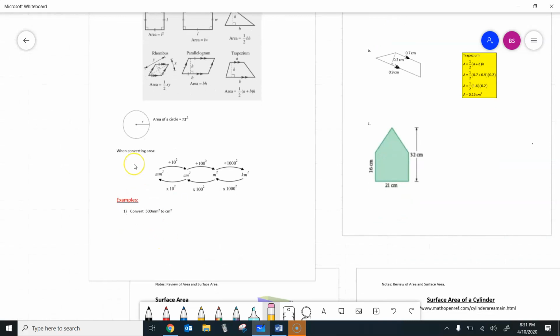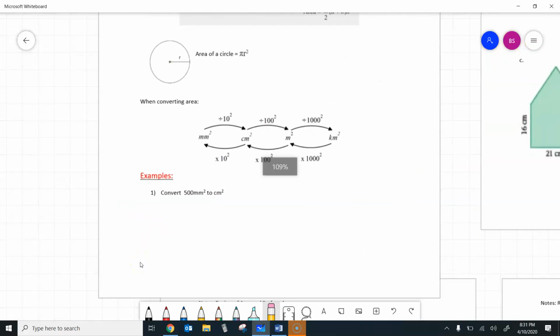Okay, so first of all, the first example. Convert 500 millimeters squared to centimeters squared. So first of all, the units, millimeters squared, centimeters squared, because it's squared, that tells me this is an area, because area is units squared. So we can use this conversion up here to convert between units.